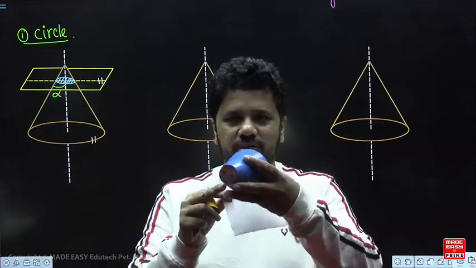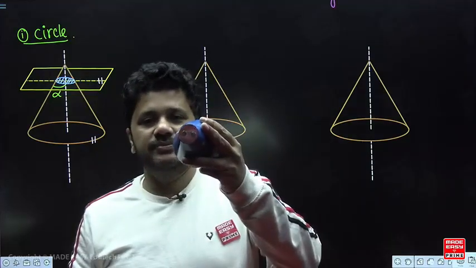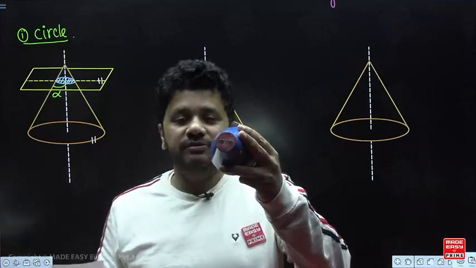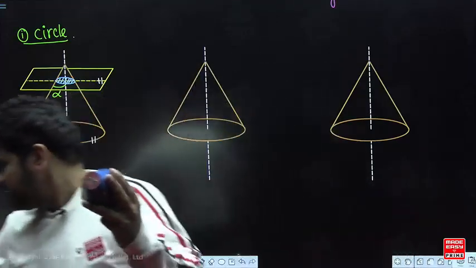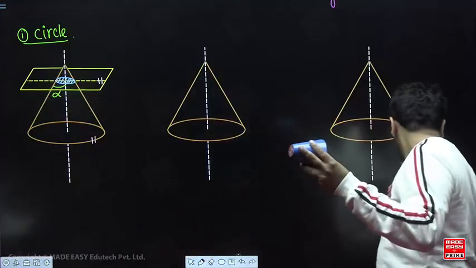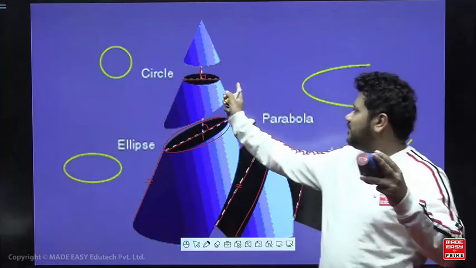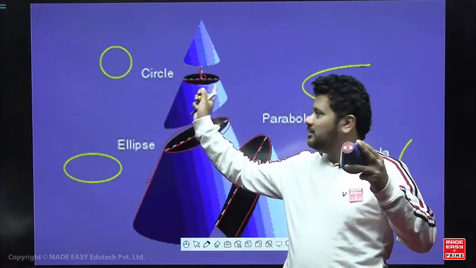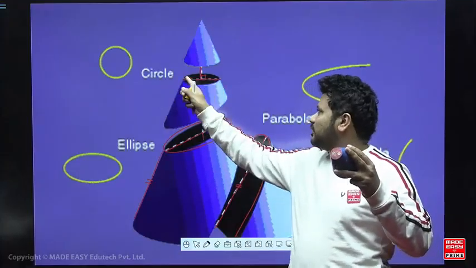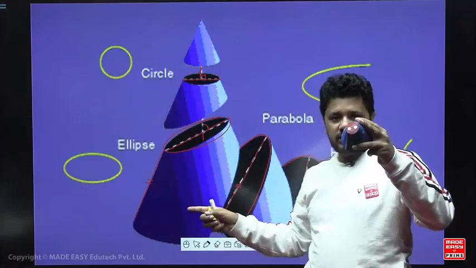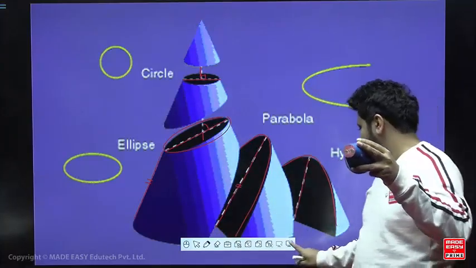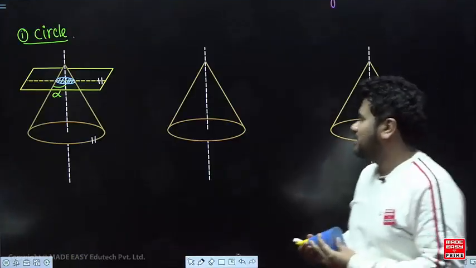Now see what is the shape you are going to get. Obviously this is a circle, right. That is the figure that I have shown you also, isn't it? You can see the same figure here. When the cutting plane is parallel to the base, you are going to get a circle. The same thing you are going to get here also, isn't it? So it is a circle, right.